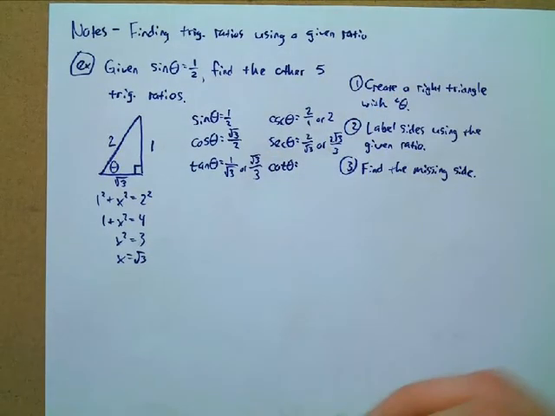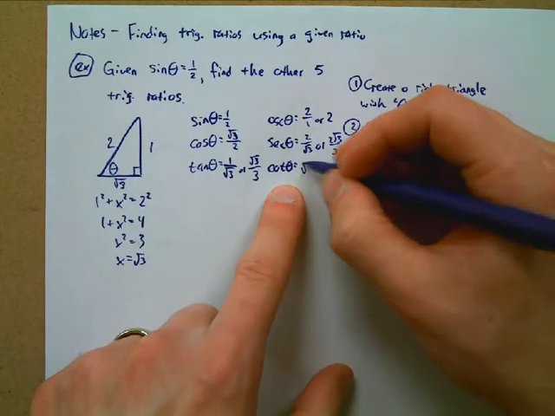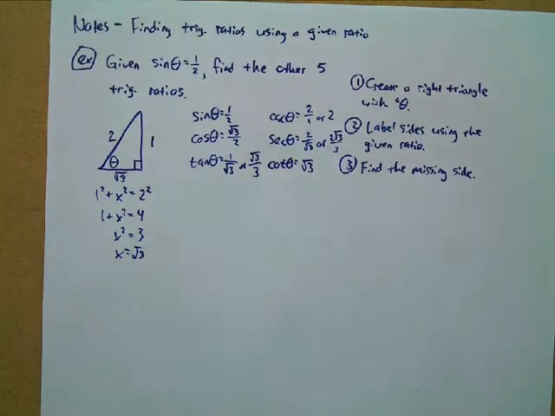And so there it is. Given one trig ratio, we can find all 5. It gives us enough of a setup to find all the other 5 trig ratios because they're so interrelated like that. Questions on any of that?